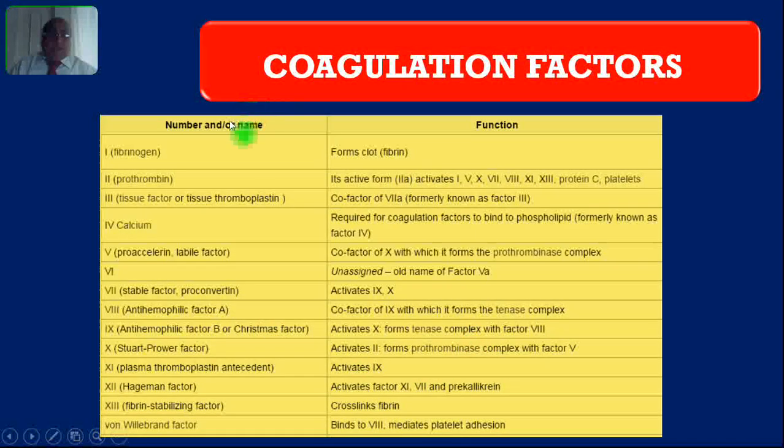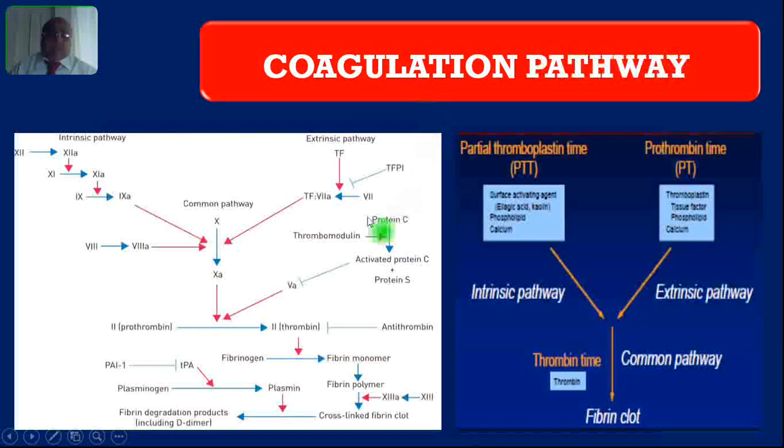So these are the 13 coagulation factors. I am not going into detail of all these things. You can pause the video and read everything. So this is the coagulation pathway. It consists of the intrinsic, extrinsic pathway and a common pathway.